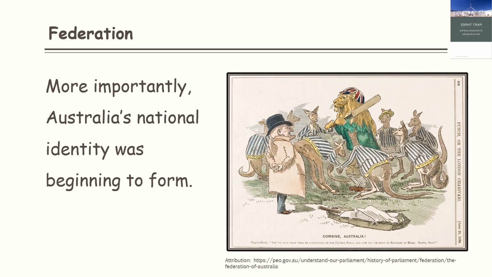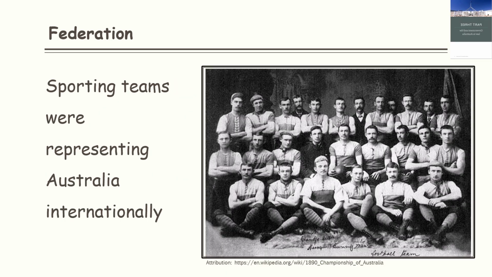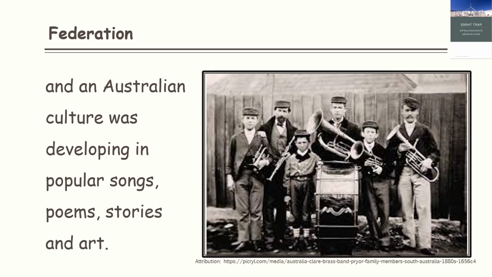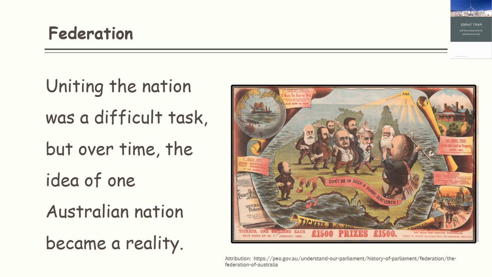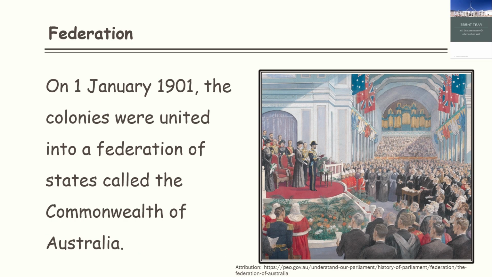More importantly, Australia's national identity was beginning to form. Sporting teams were representing Australia internationally, and an Australian culture was developing in popular songs, poems, stories, and art. Uniting the nation was a difficult task, but over time, the idea of one Australian nation became a reality. On the 1st of January 1901, the colonies were united into a federation of states called the Commonwealth of Australia.